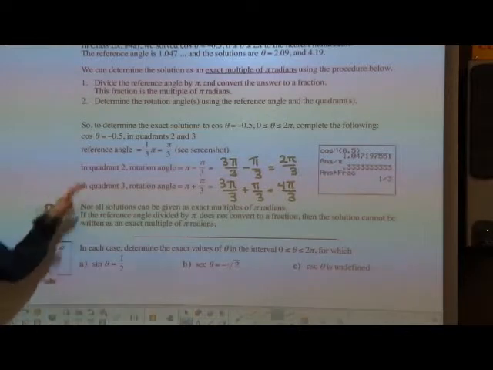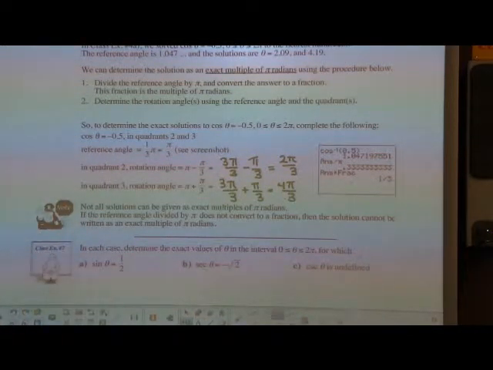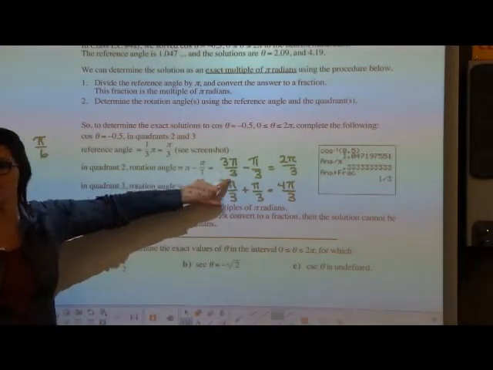And if I double check this and I went cos 2 pi over 3, I would get negative 0.5. If I went cos 4 pi over 3, I would get negative 0.5. If my reference angle was pi over 6, what would I write this as?